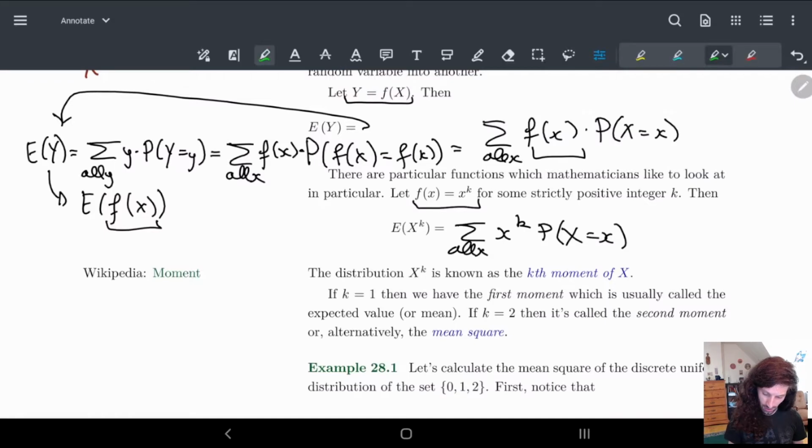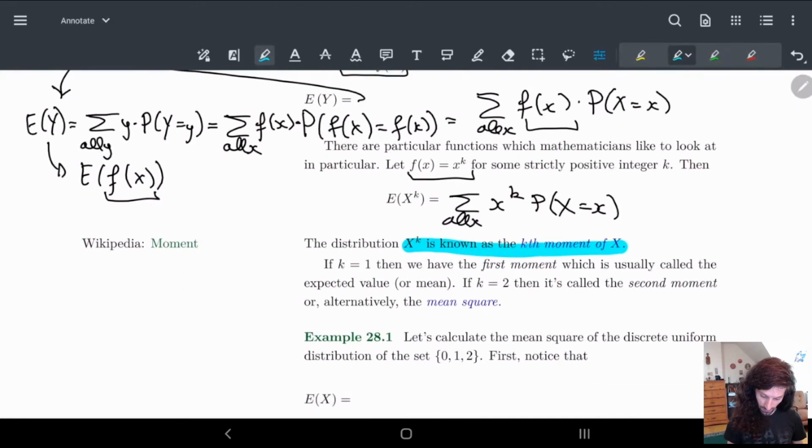And this x to the k is known as the kth moment of x. This has to do with some function called the moment function. Don't worry about it too much. But basically some terminology: if k is equal to 1, then it's called the first moment. K is equal to 2, we have the second moment.